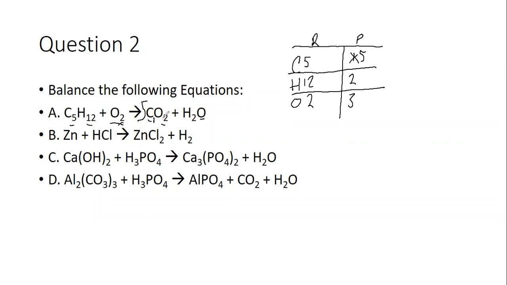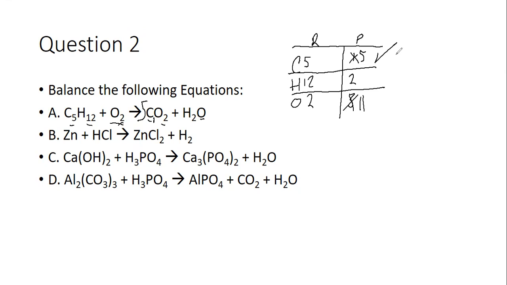So now I have to count the total number of oxygen I have on my products. So I have 5 times 2, which is 10, plus 1 more, which is 11. I now have 11 oxygens as a product. So carbon is balanced. I'm good with carbon.